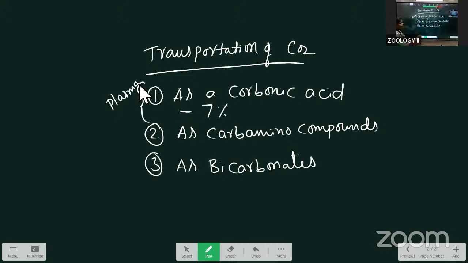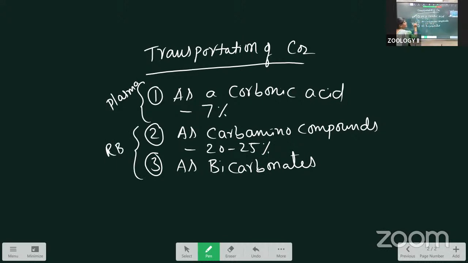Next, the carbamino compounds. Through the carbamino compounds, 20 to 25% of carbon dioxide is transported through the RBC. Inside the RBC, the hemoglobin has the amino group. With that amino group, they are transported. And the third one is called bicarbonates. This also occurs inside the RBC only. How much? 70% is transported as bicarbonates. Clear? Next, we'll take them one by one.